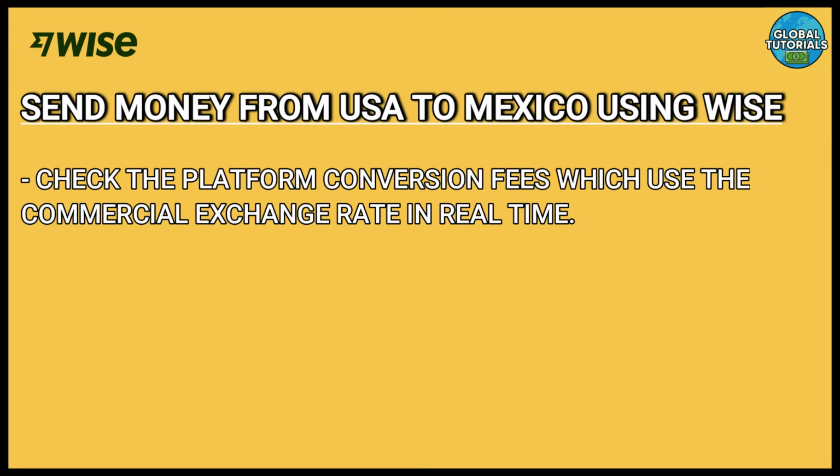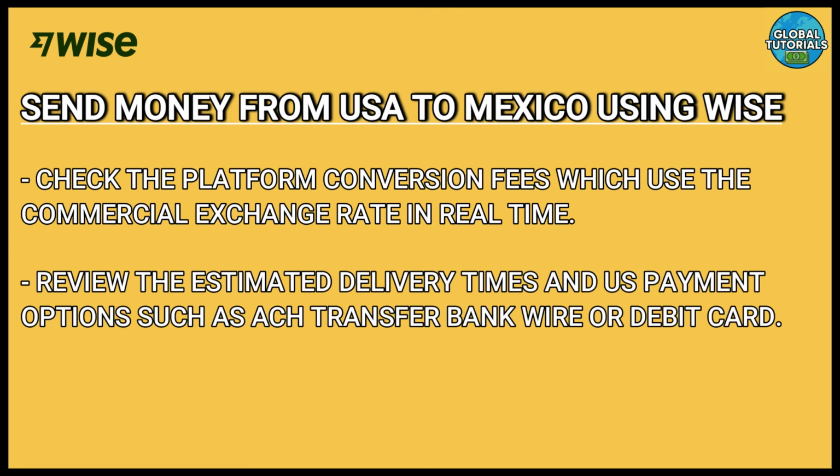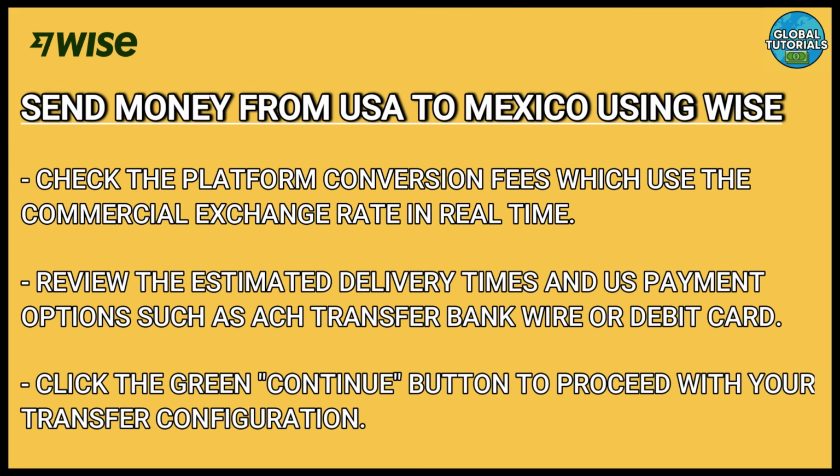Check the platform conversion fees, which use the commercial exchange rate in real time. Review the estimated delivery times and U.S. payment options, such as an ACH transfer, bank wire, or debit card. Click the green Continue button to proceed with your transfer configuration.